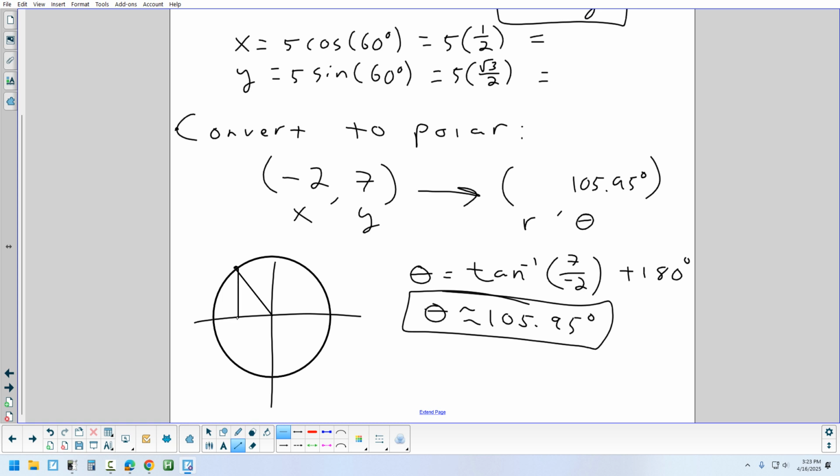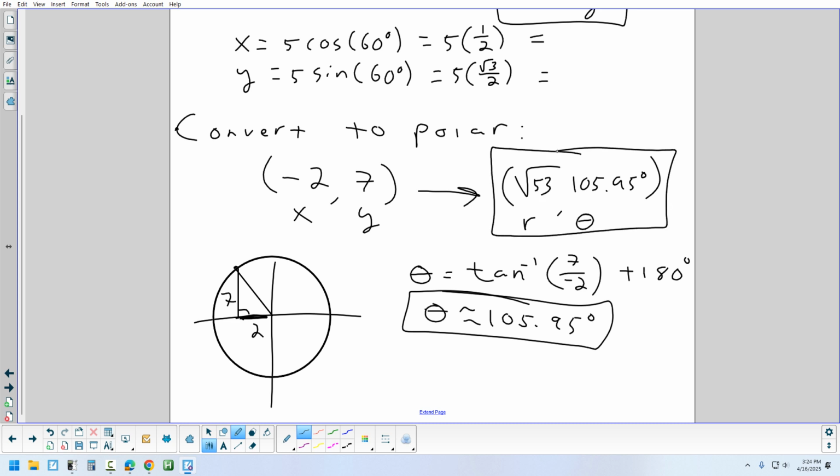Okay, so we're going to make a triangle. This side on the bottom is how long? 2. And the height? 7. And we're going to do the Pythagorean theorem with 2 and 7. So R would be the square root of how much? 53. Yep. And that is how you change a point from rectangular to polar.